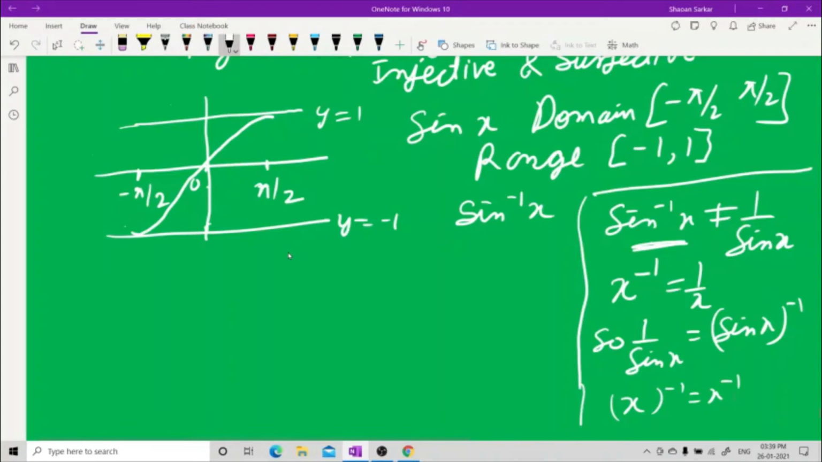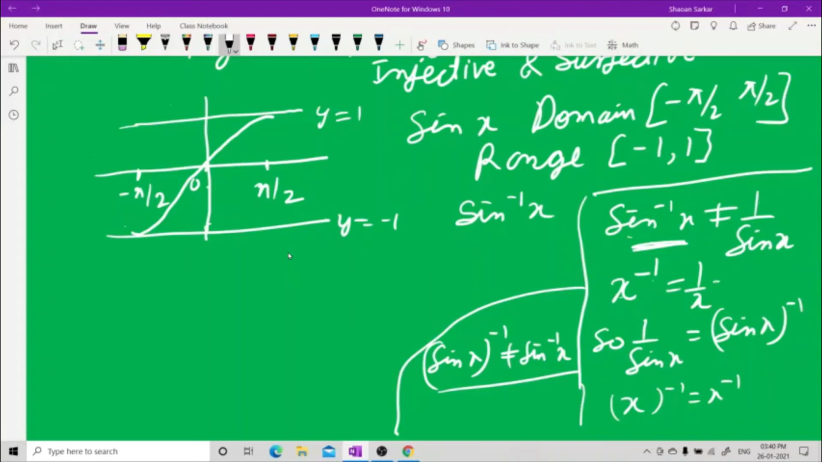Let me write it here for you. Sine x whole inverse is not sine inverse x. Note this. फिर से समझते हैं. साइन इनवर्स एक्स को कभी भी 1 अपॉन साइन एक्स मत लिखना. एक्स इनवर्स, जैसे आप लोग छोटे क्लास में लिखते थे, एक्स इनवर्स इज इक्वल टू 1 अपॉन एक्स. That was okay, but not in case of trigonometric functions.